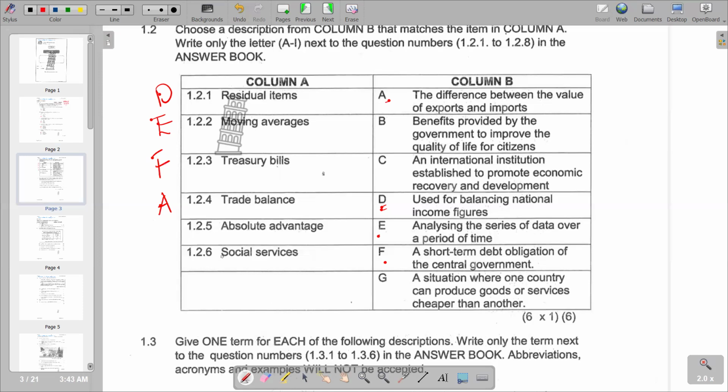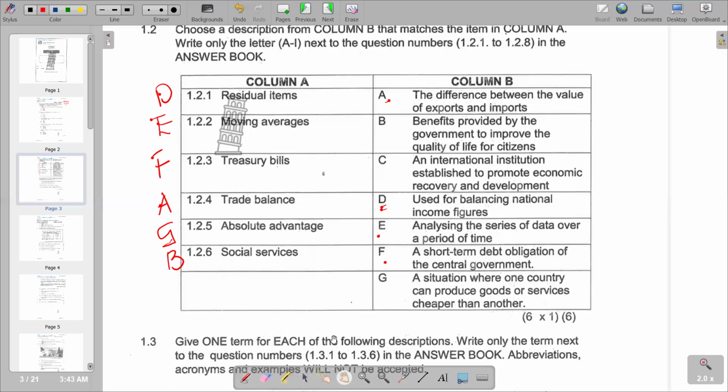Then we have 1.2.5. Let's try to see in column B what we have in terms of explanations that were given. If you go to G, saying a situation where one country can produce goods or services cheaper than another. So basically, we have G as the correct response. Then social services, but if you go to B, benefits are provided by the government to improve the quality of life of our citizens. So we have B as the correct response.